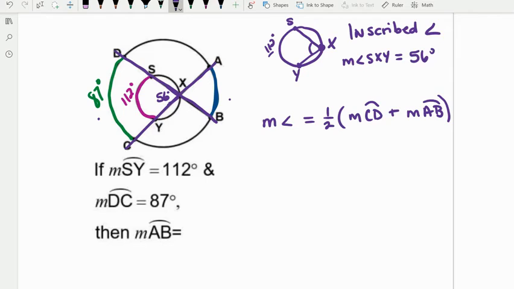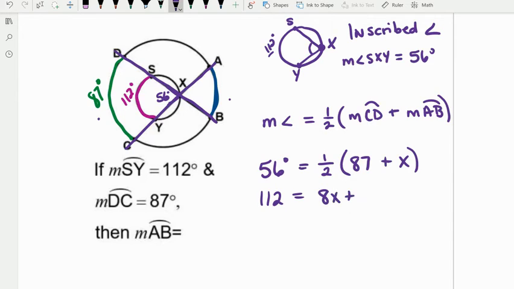Okay, so our angle we know, that's 56 degrees. And that's half. The measure of arc CD is 87. And then the measure of arc AB, that's the one we're looking for, so that's X. Again, I'll multiply both sides by 2. So 112 equals 87 plus, oops, not 8x.